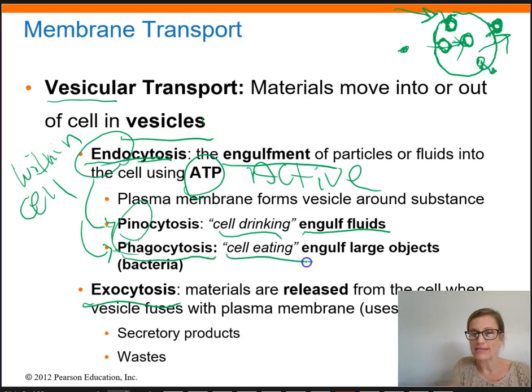Phagocytosis literally means cell eating, right? A phage is eat. So this is when the cell engulfs objects in a vesicle. So for example, when there's a bacterial infection in our body, our immune system cells will see the bacteria and they'll eat it. They'll take it in and then destroy it. Well, when that cell is engulfing that bacterium, when it takes it in a vesicle, that's an example of phagocytosis, right? It's taking in another cell, something that is solid.